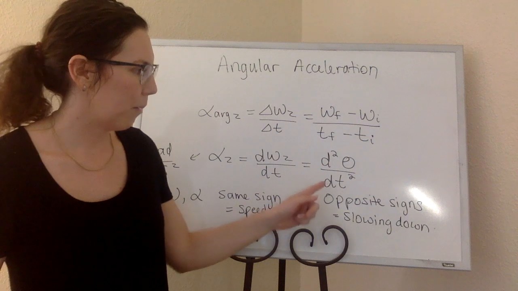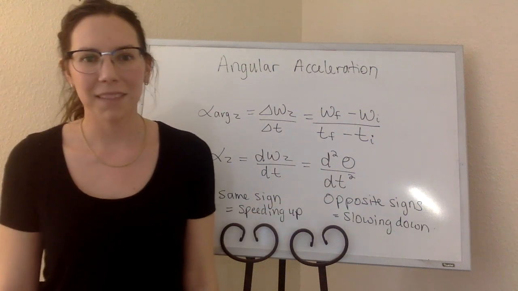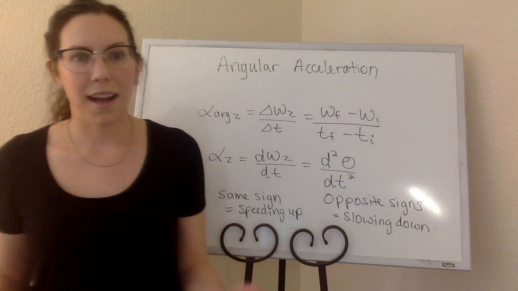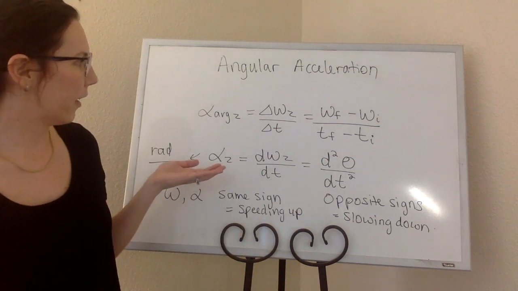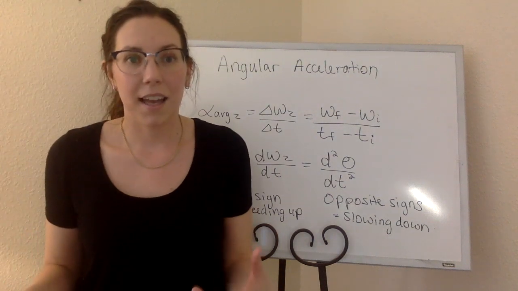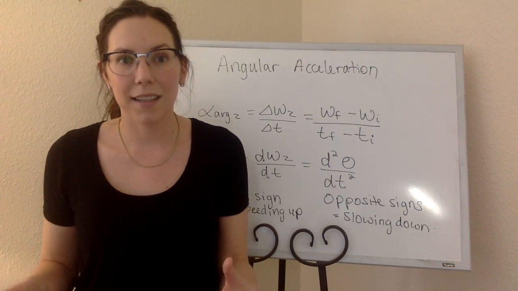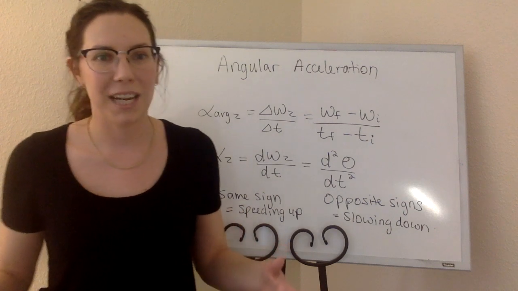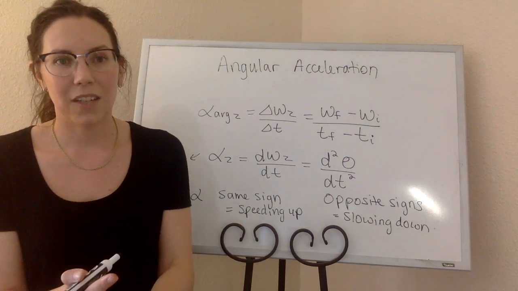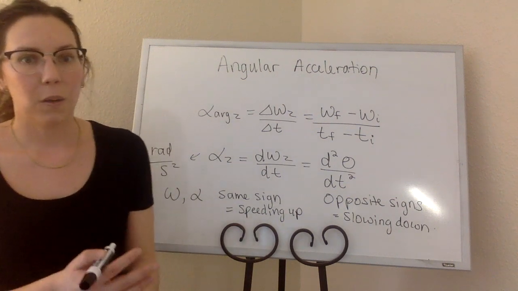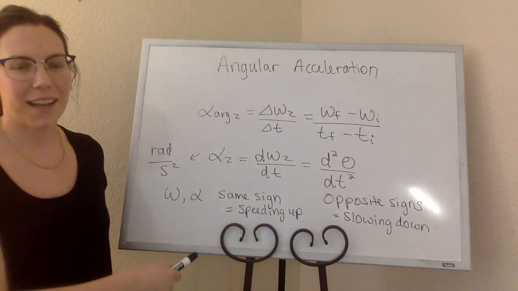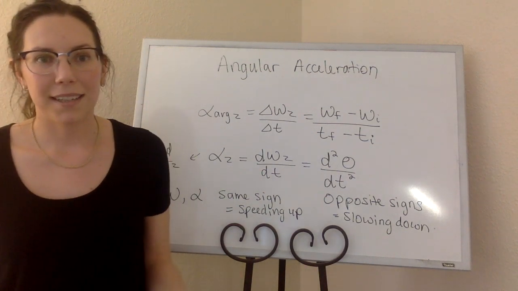So d squared theta by dt squared. And just a note about the sign convention here for alpha, the angular acceleration. Notice I have z again. That's because it's also a vector along the z-axis, so perpendicular to that plane of rotation for the object. And its sign behaves like any acceleration does with velocity. So if omega and alpha, the angular acceleration, have the same sign, that means that the object is speeding up.